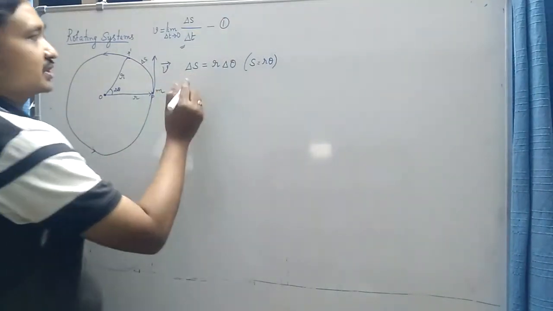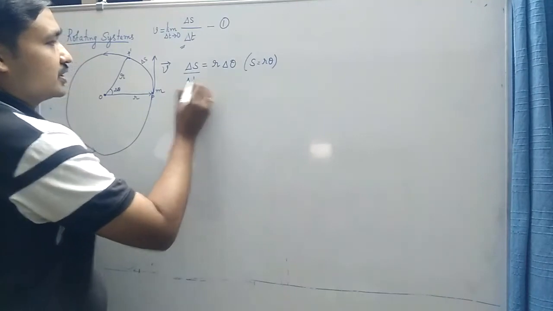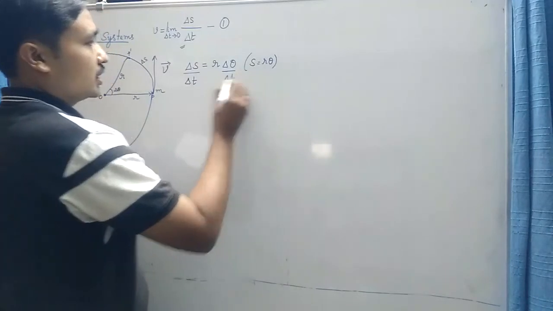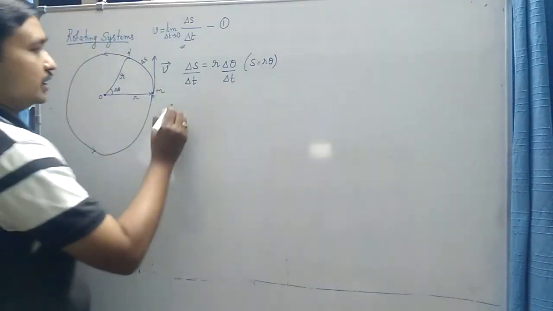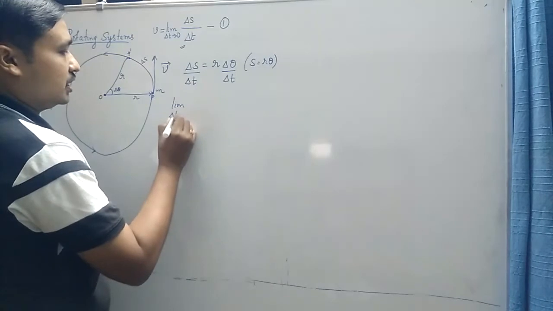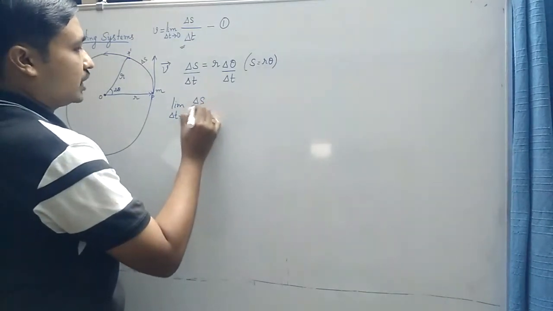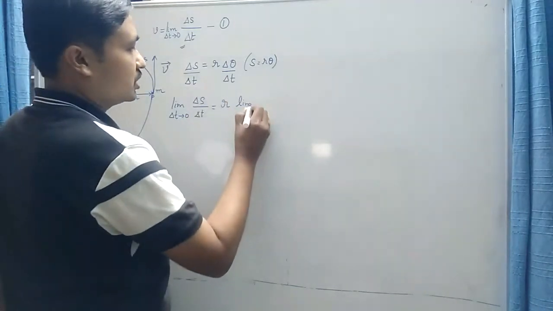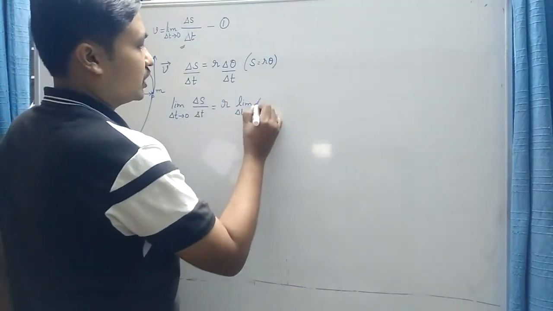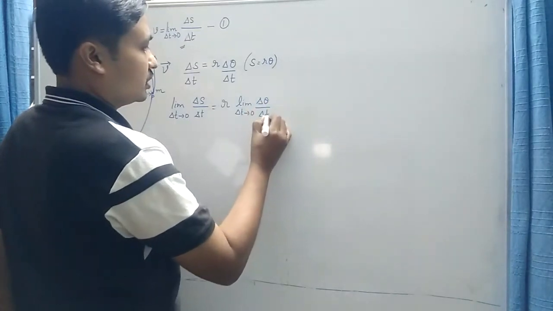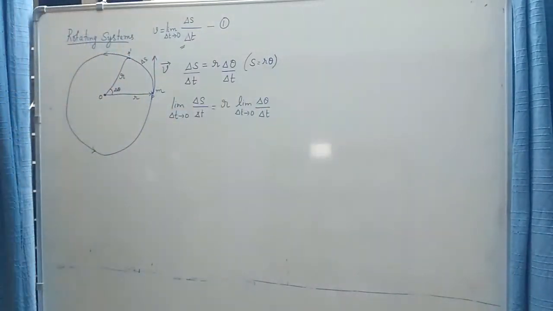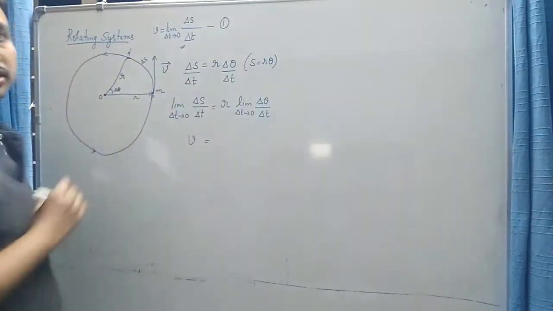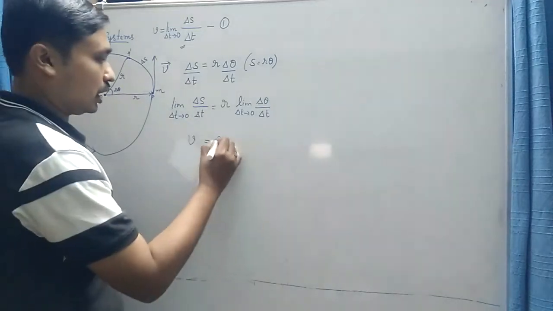If I divide on both sides by delta t, this equation becomes delta s by delta t is equal to r into delta theta by delta t. And if I now apply the limit delta t tends to 0, the limit of delta s by delta t is equal to r into the limit delta t tends to 0 of delta theta divided by delta t. According to equation 1, this is nothing but the linear velocity of the particle, v is equal to r d theta by dt.